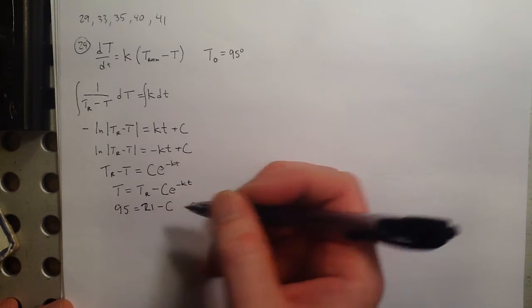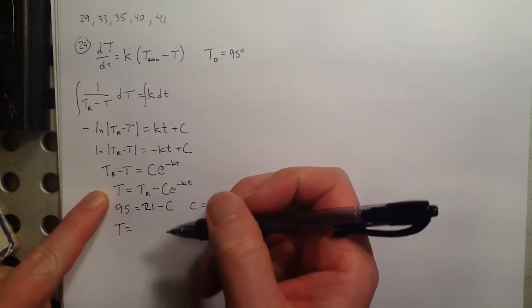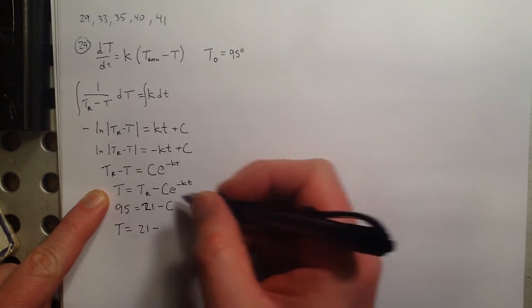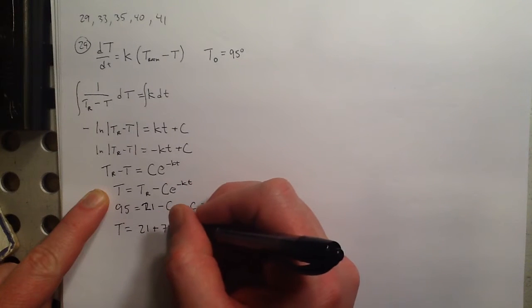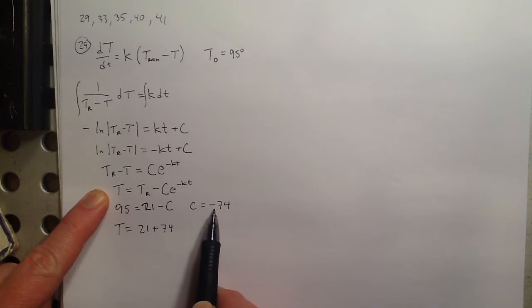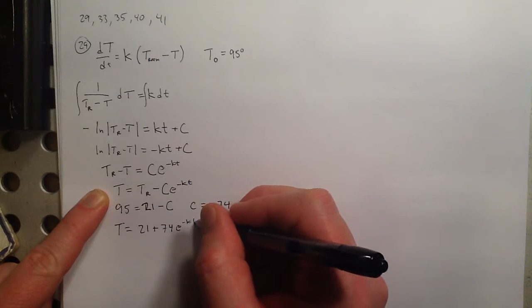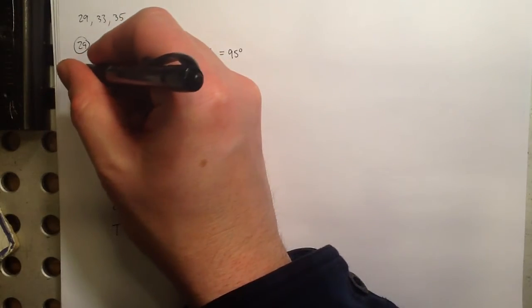So that means my solution is T equals the temperature of the room, which we know is 21, minus C, so that'd be plus 74, because that's a minus there and that's a minus there, e to the negative kt. That gives temperature as a function of time, but notice we still don't know what the k is. So all this is the solution to part A. So put that here.